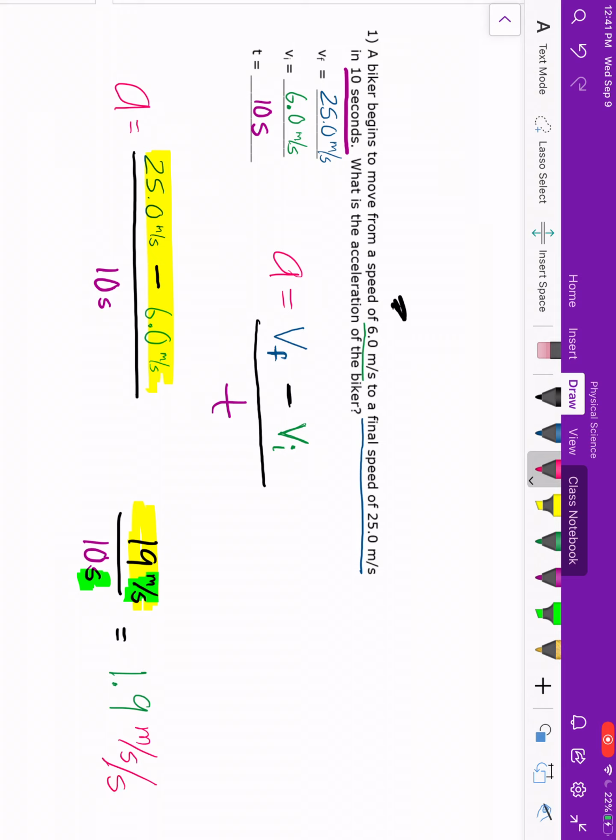And I'll give you a hint. The way that we say that, okay, you can write it shorthand. You can say 1.9. This is meters per second, and you got two S's, so we're going to say squared, okay? And we'll do more problems tomorrow.